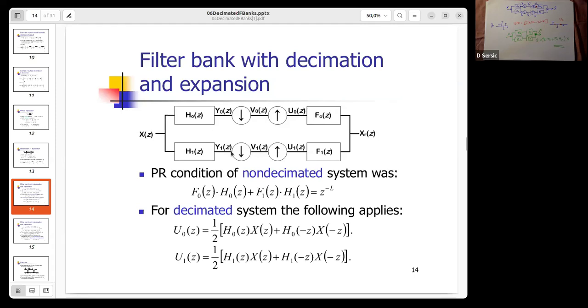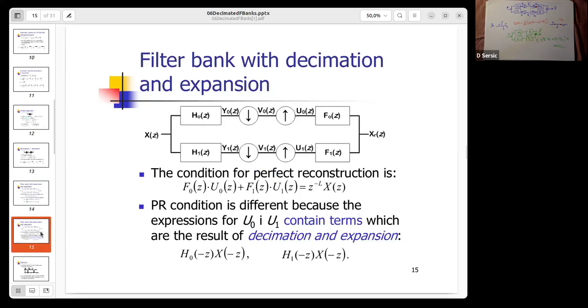So this is what we do. And now we have u0 and u1. To get the reconstructed signal, we have to apply f0 and f1 as well. So f0 to u0, f1 to u1. So let's go on.